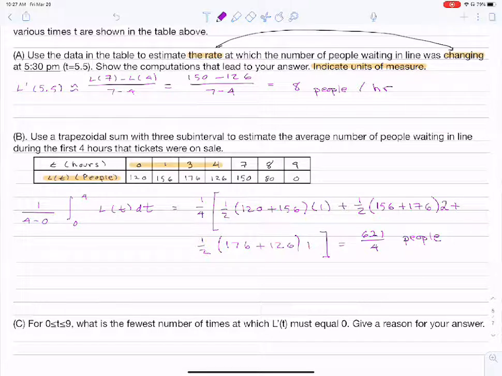This is actually, wait, we're averaging, yep. This is the average number of people. So there's the 621 divided by 4 people. That's our average over that period of time. Okay, so I'm going to pause there.